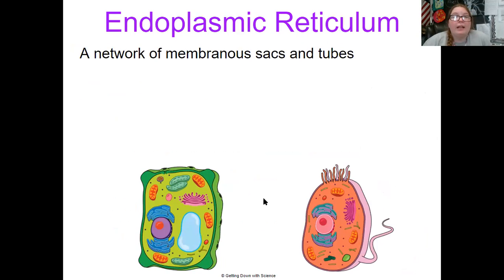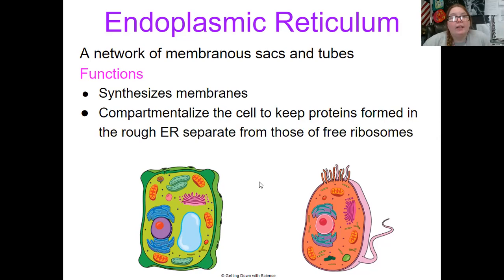Okay, endoplasmic reticulum, which is a long, nasty word. It's just a network of membranous sacs and tubes. In these pictures, you see the little foldy tubes around the nucleus. That's our endoplasmic reticulum. It synthesizes membranes. So when I want to make phospholipids to make cell membranes or membrane sacs, those get made in the endoplasmic reticulum. It also compartmentalizes the cell to keep proteins formed in the rough ER separate from those of the free ribosomes.